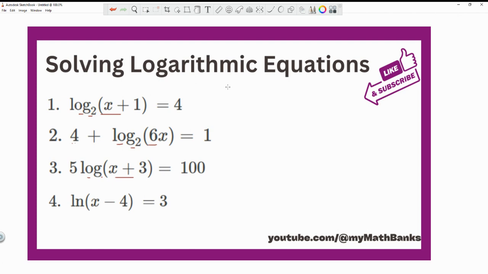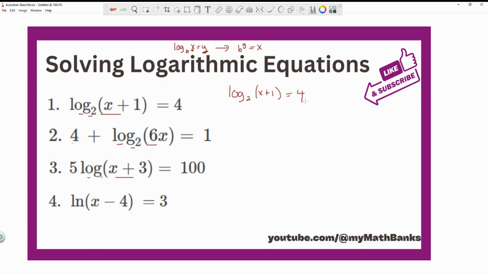Okay, so let's try number one. If you have a log, you have to convert it into exponential, just like when you have exponential, you convert it into logarithmic. So now number one, you have log base 2, and your argument is x plus 1, equals 4. Remember the idea: if you have log base b of something equals y, and you want to change it into an exponential, you start with your base, then your exponent, which is the number after the equal sign, and this is equal to the argument, everything here.